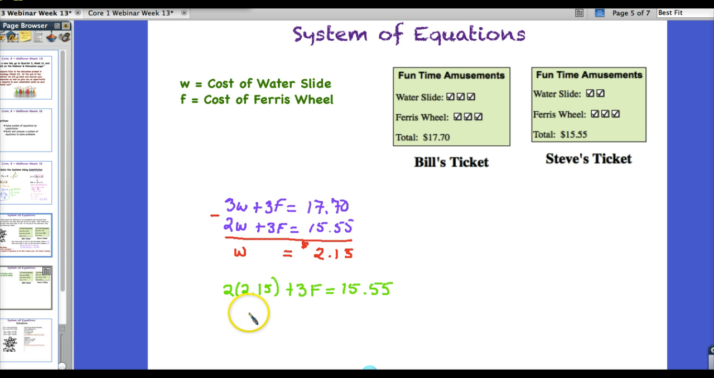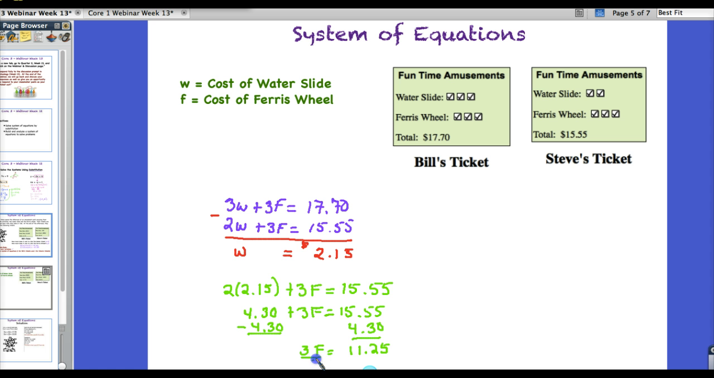So 2 times $2.15 gives me $4.30 plus 3f equals $15.55, dealing with all this money change. And if I subtract $4.30 from both sides, then I'm left with 3f equals $11.25, right? I think I added right.